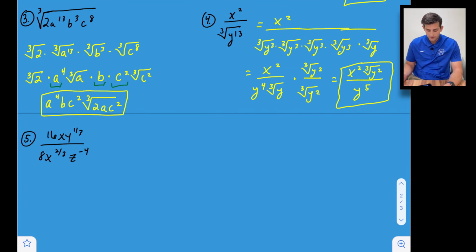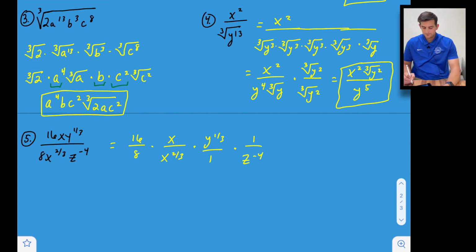Okay? All right, and so our last example that we're going to look at, down here we have 16xy to the 1/3 power divided by 8x to the 2/3, z to the -4th. So what I like to do whenever there's division is separate the division with my like terms. So 16 divided by 8, those are both constants. x divided by x to the 2/3, and then we have y to the 1/3. There's no y in the denominator, so I'm just going to write over 1, and then 1 over z to the -4th, because we didn't have any factors of z in the numerator.